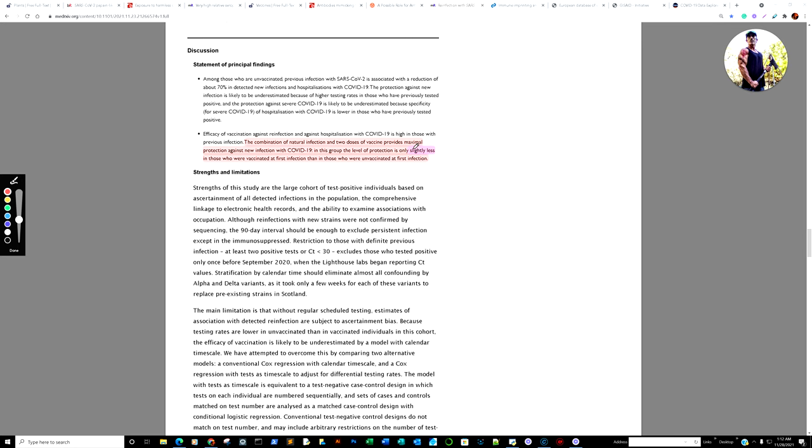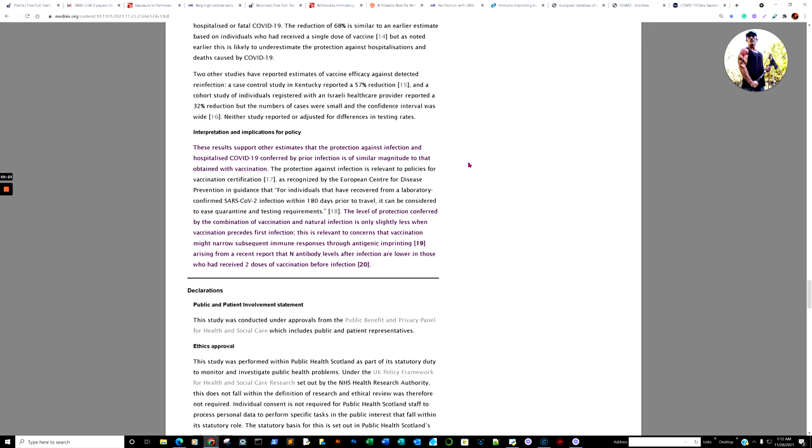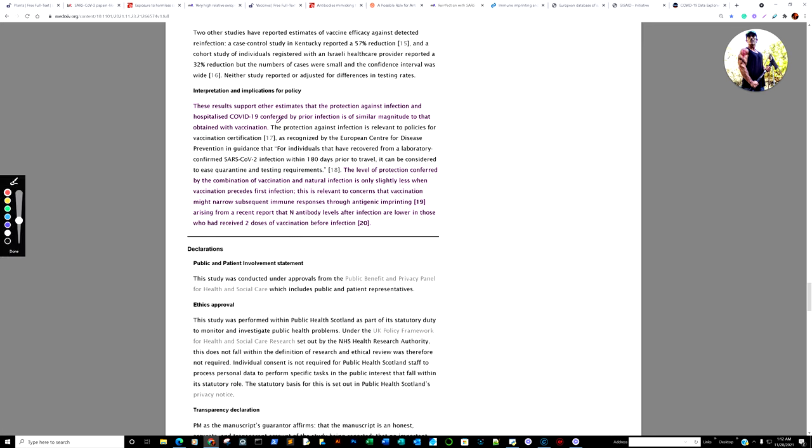All right, and then we go down to the bottom here. And here we go. The results support other estimates that protection against infection and hospitalized COVID-19 conferred by prior infection is similar in magnitude to those obtained with vaccination. The level of protection conferred by the combination of vaccination and natural infection is slightly less than when vaccination precedes the first infection. This is relevant to concerns that vaccination, here we go, might narrow subsequent immune responses through antigenic imprinting, arising from a recent report that N antibody levels at the first infection are lower in those that have received two doses of vaccination before infection.